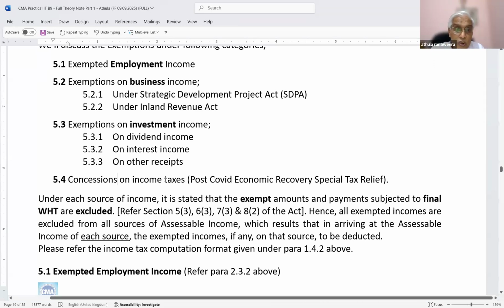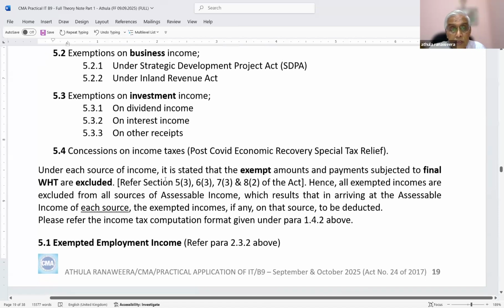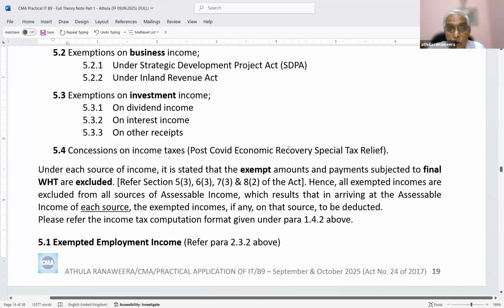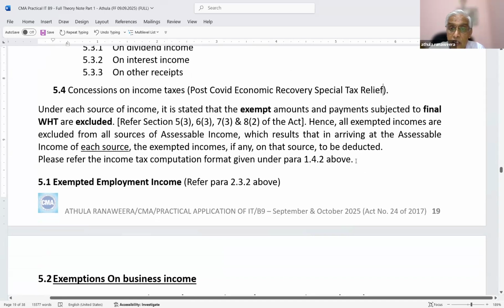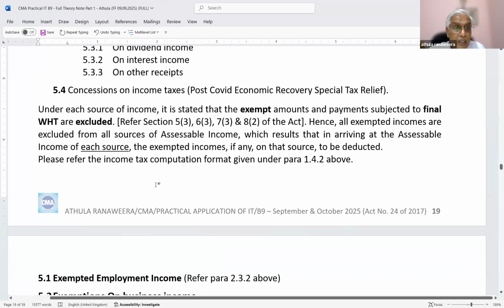Right. Concessions on income taxes. Post-COVID economic recovery special tax relief. Under that, this relief is there, right? Under that, the relief is there, right?